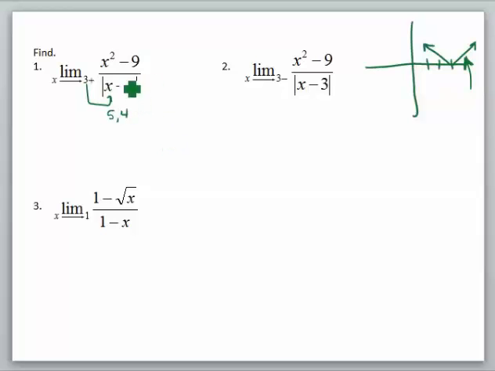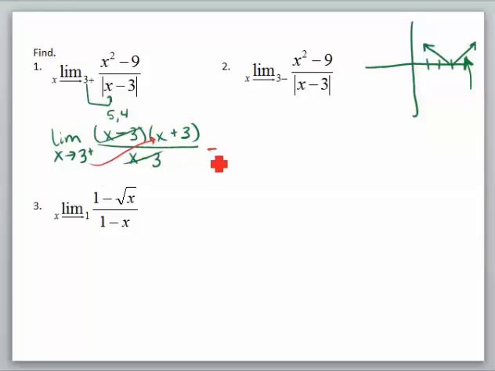Notice the type of number I get inside the absolute value before I take the absolute value. That number, 5 minus 3 is 2, it's positive. 4 minus 3 is 1, it's positive. So we're talking about the positive portion of x minus 3. The top is factorable, x minus 3, x plus 3, and the bottom, we're just going to write it as x minus 3 without the absolute value because the absolute value was not actually necessary for numbers to the right of 3. What I can do now is simplify, and I can use direct substitution at this point because I've simplified and I come up with the answer of 6.